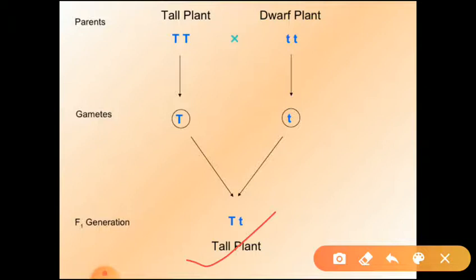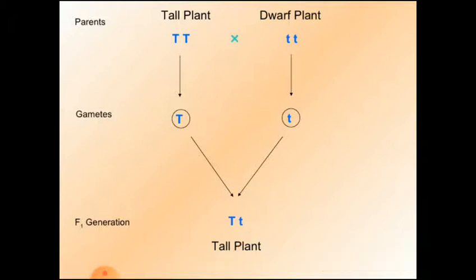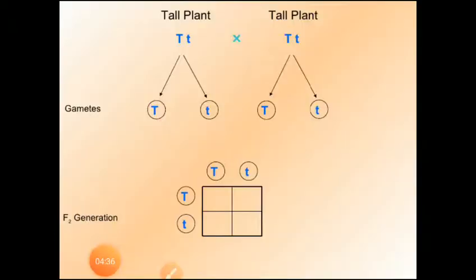We can examine. Okay, now we are going to cross this tall plant which we got in first generation. First we have to make a Punnett square.